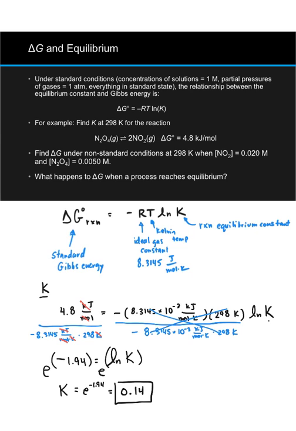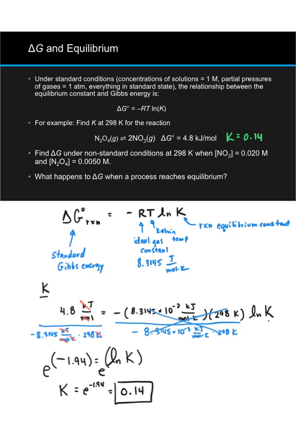1.4 times 10 to the minus 1 power. That's our equilibrium constant for this reaction under these conditions. So K is 0.14, less than 1, like we might expect, given that the Gibbs energy change for this reaction is positive.